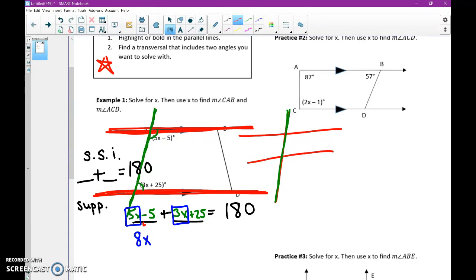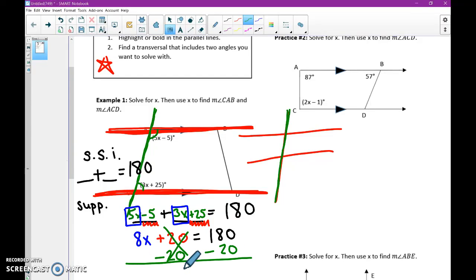And then I've also got negative 5 plus 25. Those are like terms because they're both numbers. These are like terms because they both have variables. Negative 5 plus 25 is positive 20. And then don't forget to still include equals 180 there. You can't forget about that. All right, my goal in algebra is to get the x by itself. So I'm going to move the 20 away first. I can't deal with the 8 until the 20 is gone. So subtract 20 from both sides. That goes away.